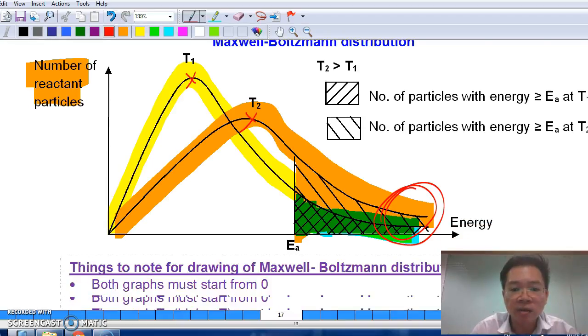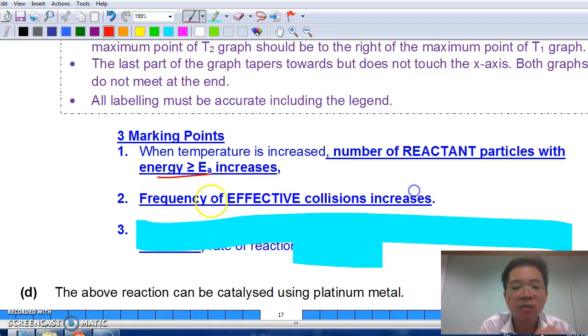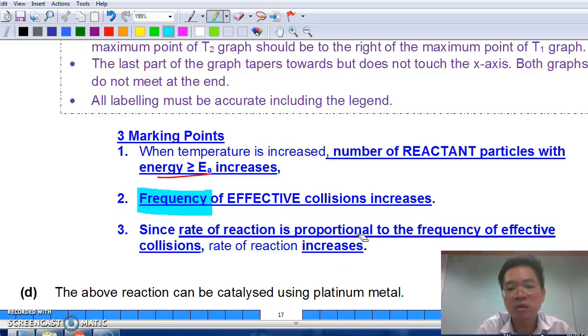And in the explanation, what do we look out for? When temperature increases, the number of reactant particles with energy above EA increases, and the effective collision, not just collision, very important, the frequency of effective collision increases. And since rate of reaction is proportional to the frequency of effective collision, rate increases. I want you to contrast the temperature curve with the catalyst curve soon.